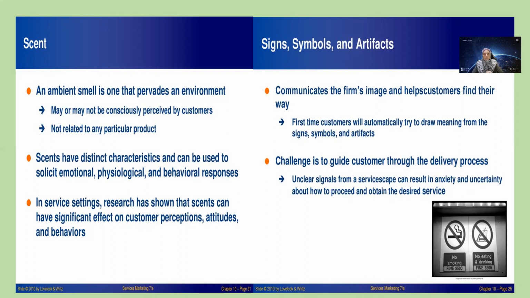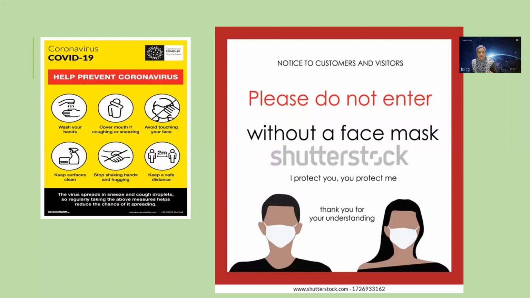Okay, next, signs, symbols, and artifacts. They communicate the firm's image and help customers find their way. First time customers will automatically try to draw meaning from the signs, symbols, and artifacts. So the challenge is to guide customers through the delivery process. Unclear signals from a servicescape can result in anxiety and uncertainty about how to proceed and obtain the desired service. Okay, this is a famous sign at the moment.